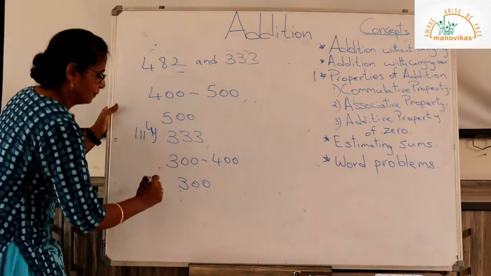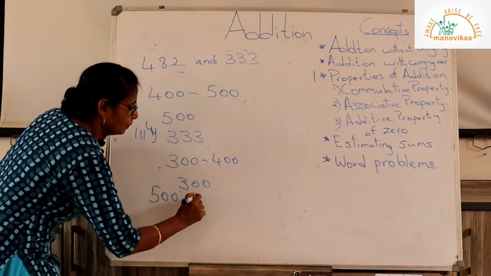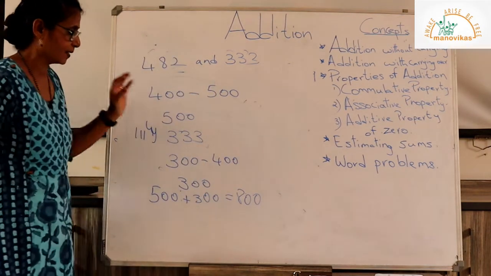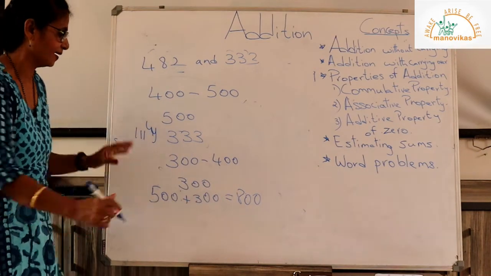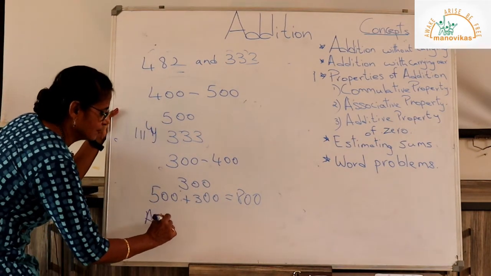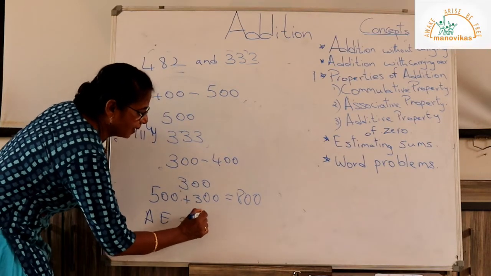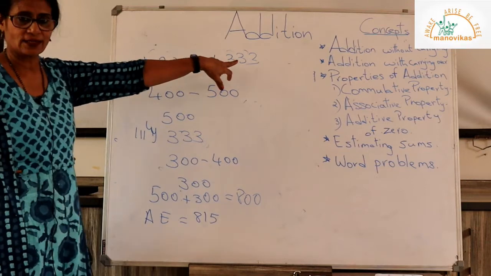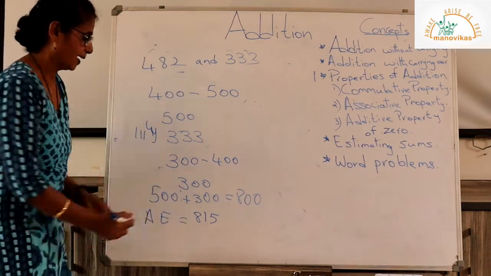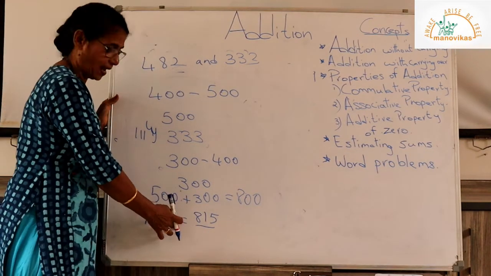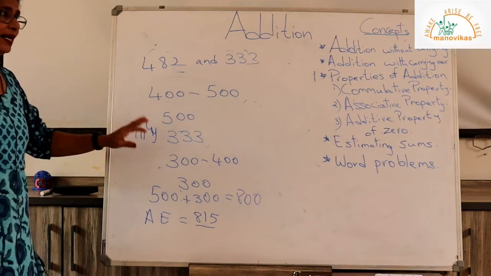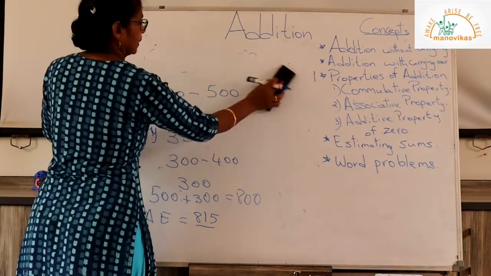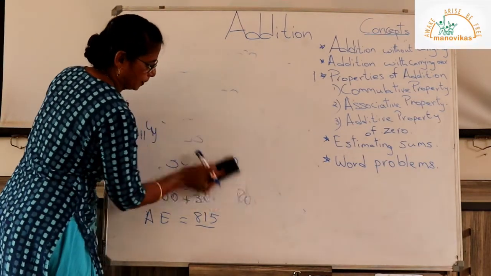What do we get? 500 plus 300 is equal to 800. So the estimate is 800, while the actual sum is 815, because when you add 482 plus 333, we get 815, but the estimated sum is 800. Let us now go to our last topic, that is word problems.